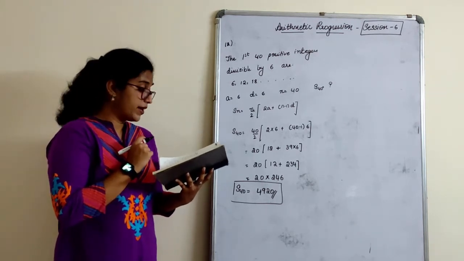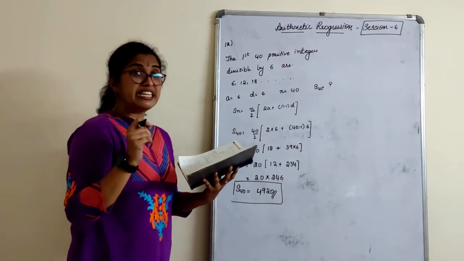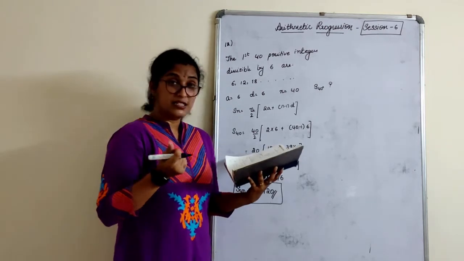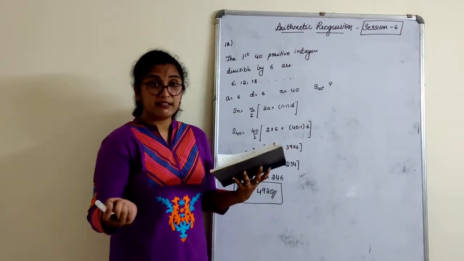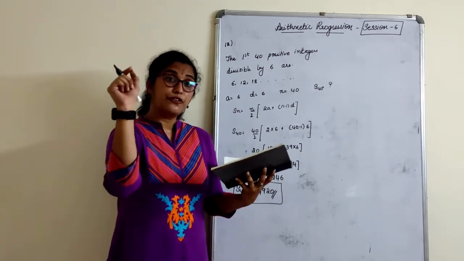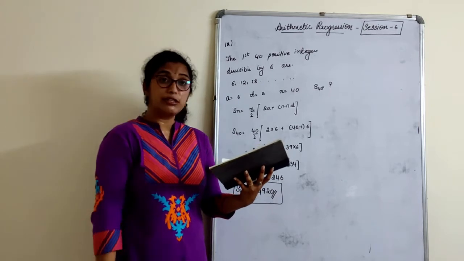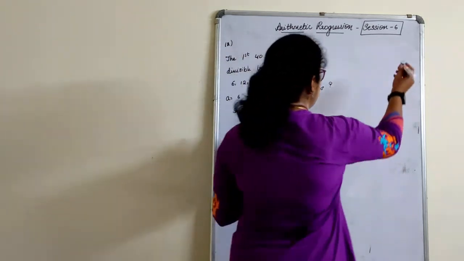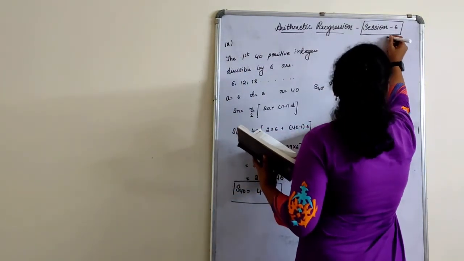Similarly, we have the next one. Find the sum of first 15 multiples of 8. First is 8, 8 twos are 16, 8 threes are 24. So we have first term, common difference, up to 15, that is n is 15. Can you take this for homework? So the 13th one I'll mark for homework.